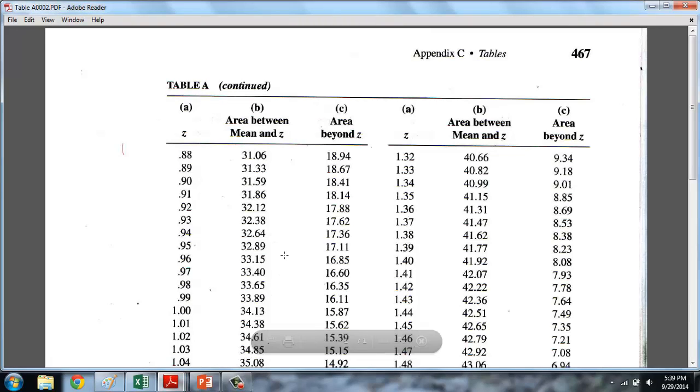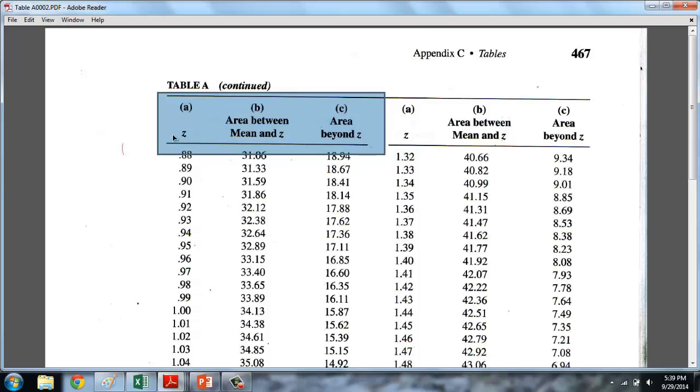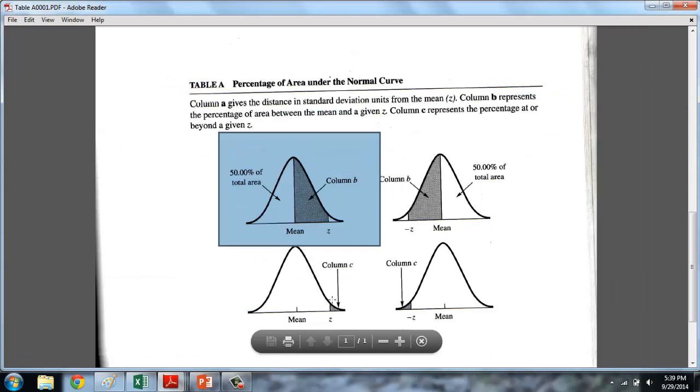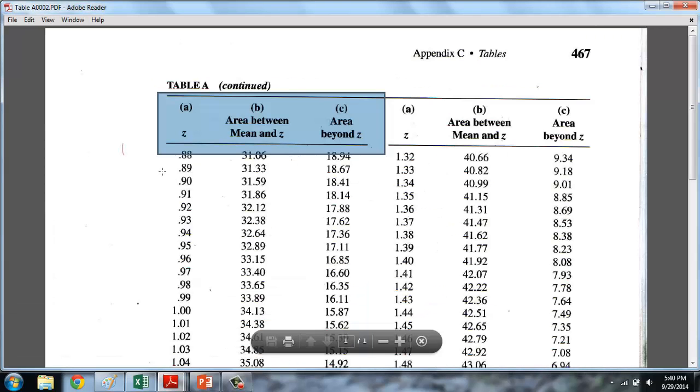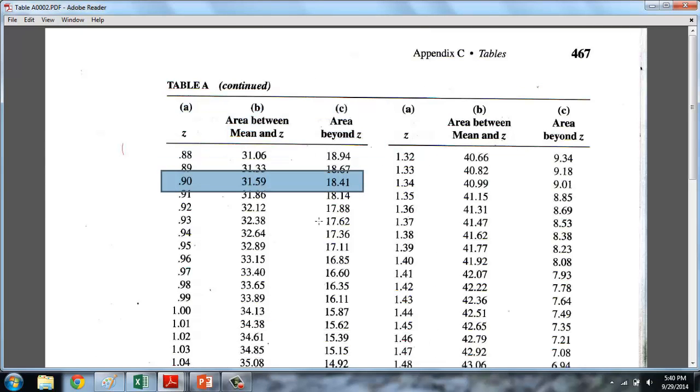So if we look at the actual table, there are 3 columns. The first column is a z-score. Column B shows the area between the mean and that z-score, and column C shows the area or percentage beyond a z-score, as we can see here. Since the normal distribution is symmetrical, 50% of the area is to the left of the mean, and 50% of the area is to the right of the mean. If you add column B and column C for any z-score, you'll notice that it equals 50% because it captures all of the area between the mean and a score and beyond that score. In other words, 1/2 of the distribution.